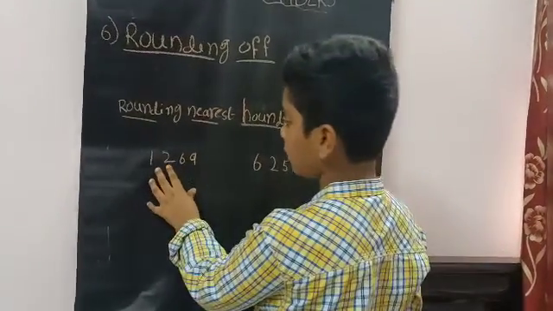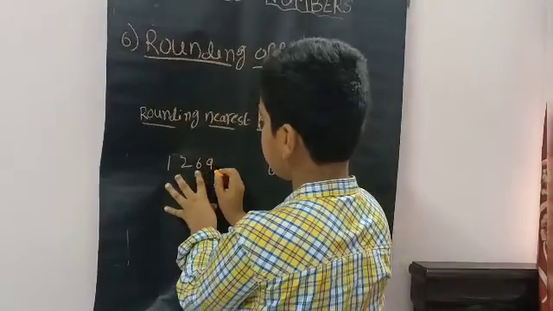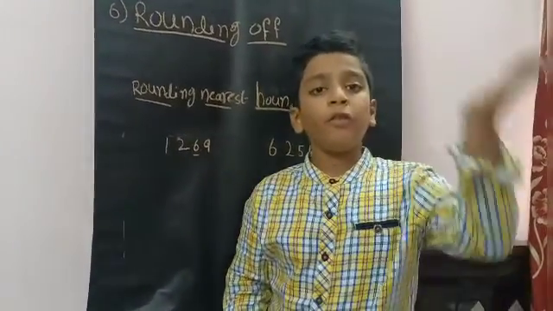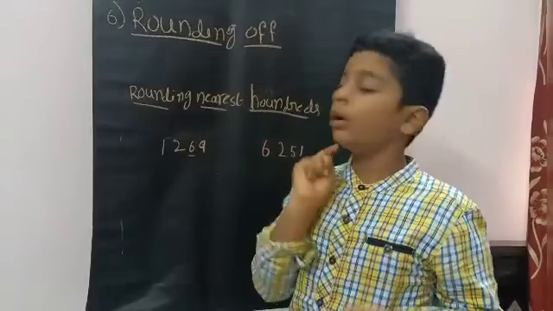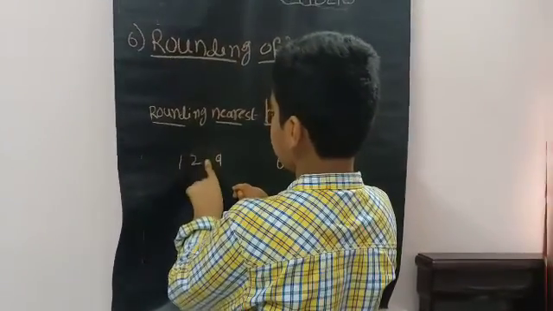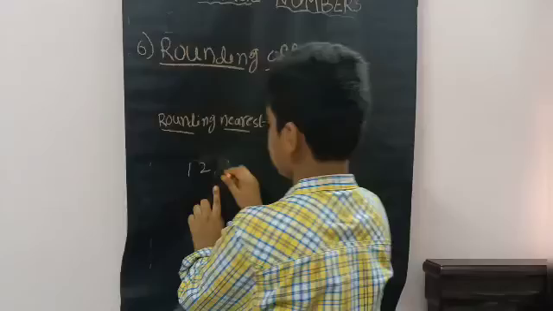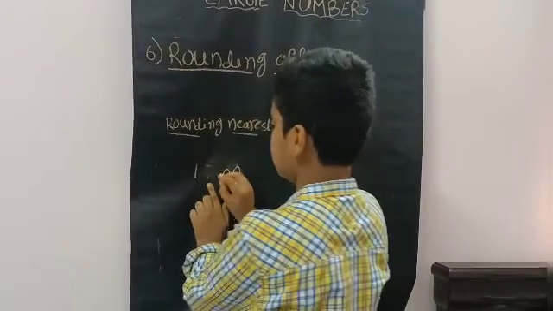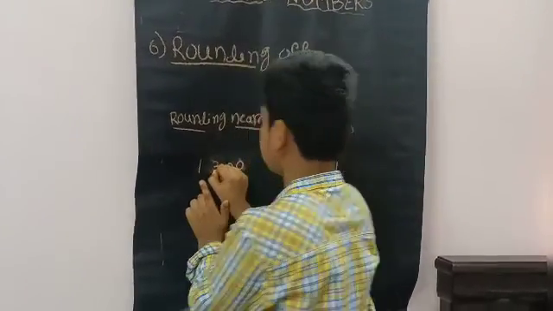In the first one, if you check the tens place, it's 6. 6 is more than 5. So we should write 0 in these two places, and this 2 becomes 3.